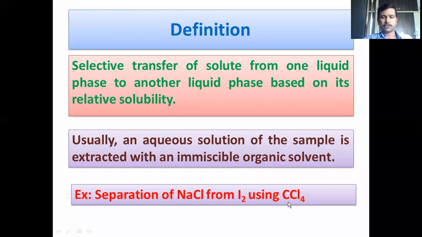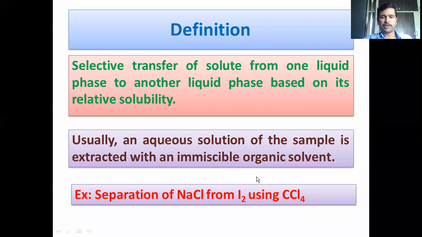So you will shake this. You will shake the mixture of sodium chloride and iodine in carbon tetrachloride, and you will add the aqueous layer into the separating funnel. Aqueous layer means maybe water. You will add both of them into the separating funnel. So you take the separating funnel, take the mixture of sodium chloride and iodine, add some volume of carbon tetrachloride and water, close the stopper of the separating funnel, and shake it.